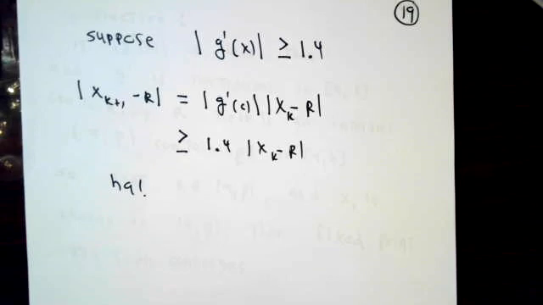On the other hand, if I worked out a formula for g prime of x, and I was able to determine that it's always, say, at least 1.4, that says the error at the next step is actually bigger than the error at the previous step, and things are not going to go well for me.